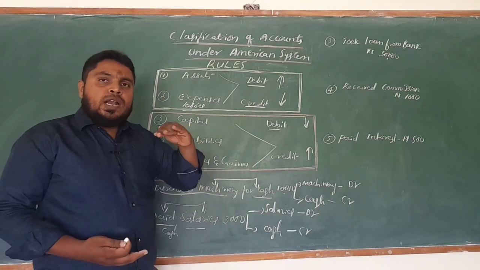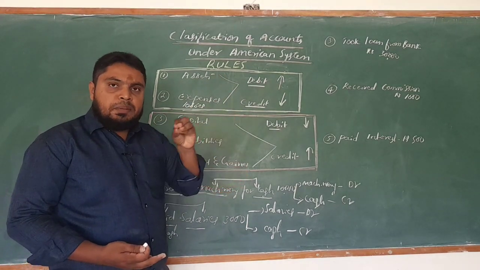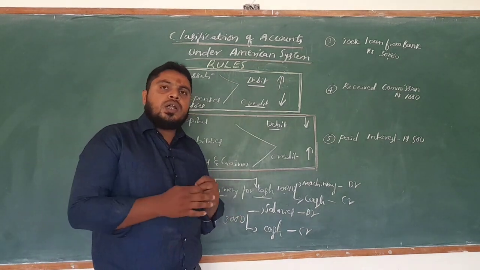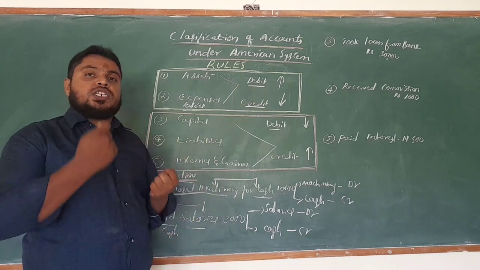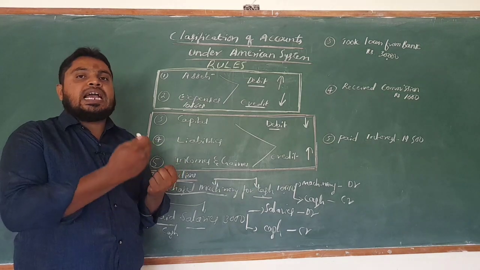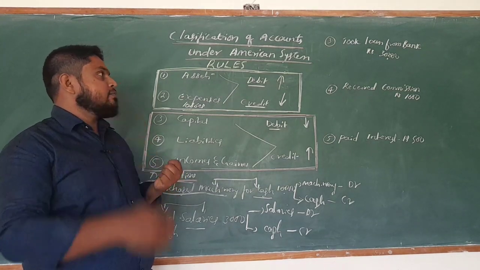While applying the American system, if you get any confusion finding the debit and credit, once again you go through the English system of accounting. Through the English system of accounting also we can classify and find out the debit and credit.